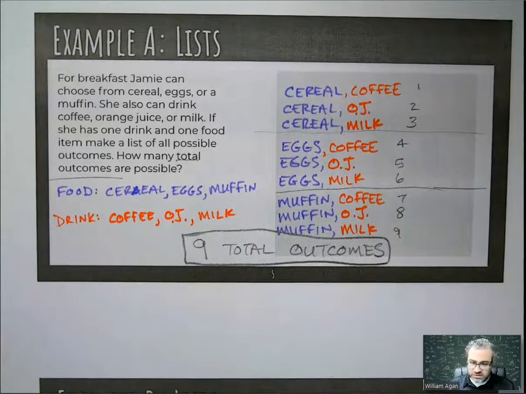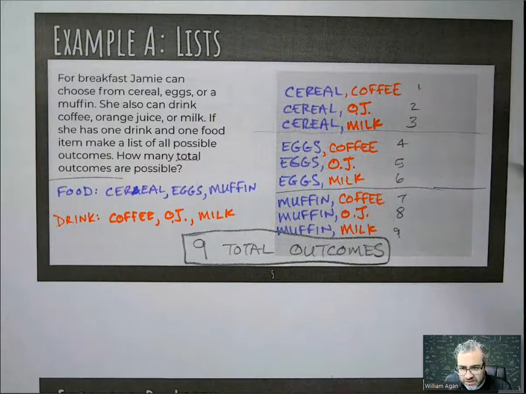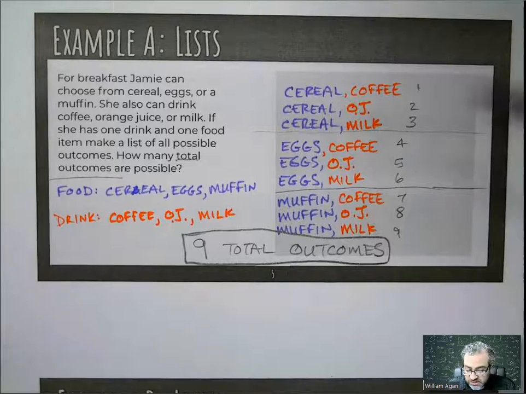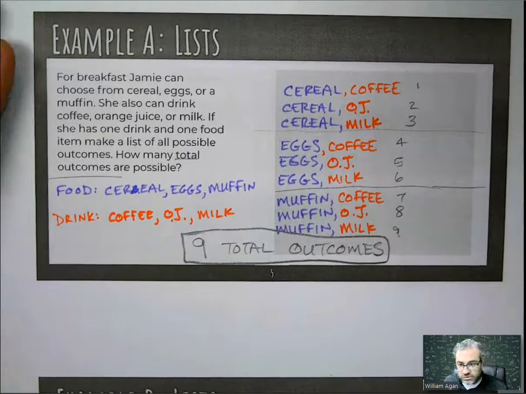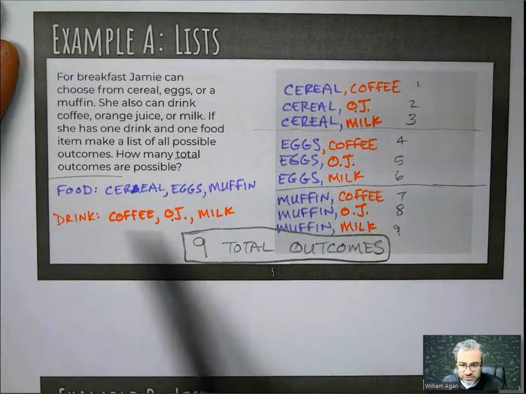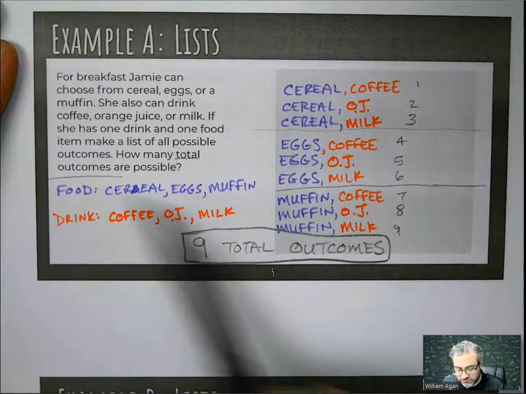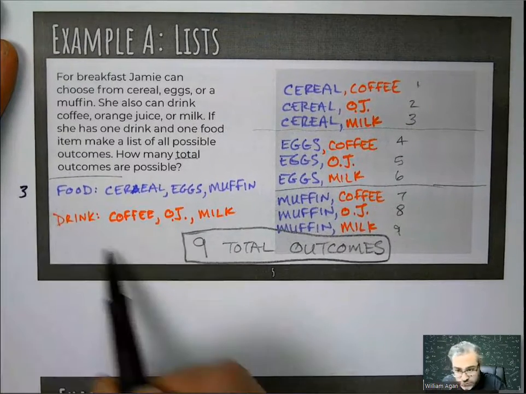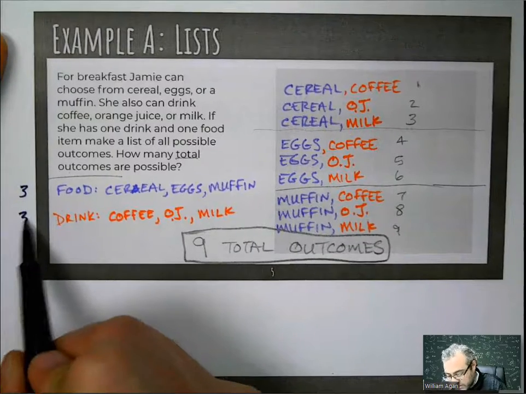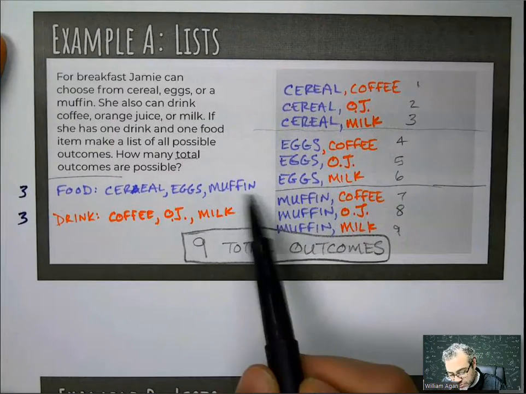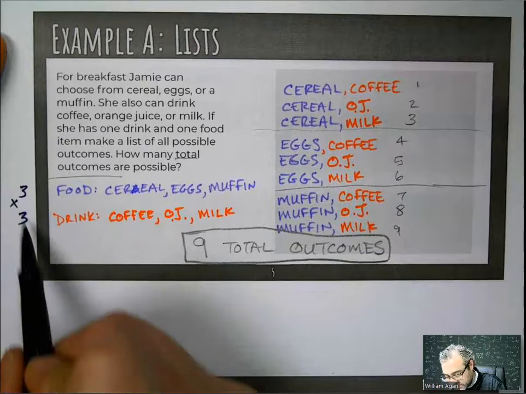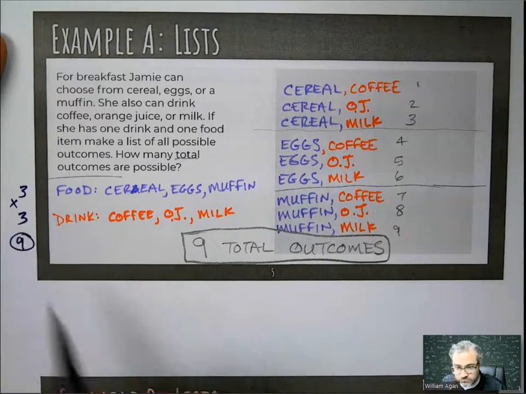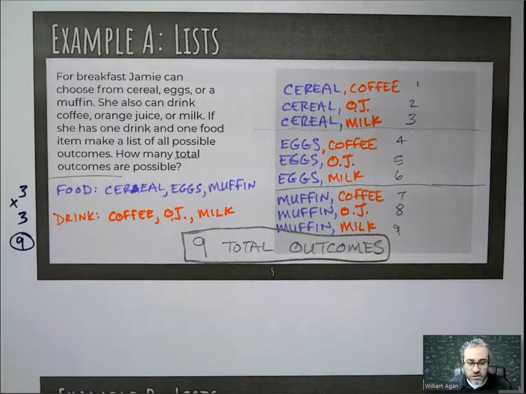Okay, just as a little side thing, if you need to know how many total outcomes there are, and it doesn't need you to make a list, you can do that by finding out how many options you have for each category. So for foods, you have 1, 2, or 3. For drink, you have 1, 2, 3. And you just multiply them. If there's 3 choices here and 3 choices here, 3 times 3 gives you 9. Okay, let's go on to example B.